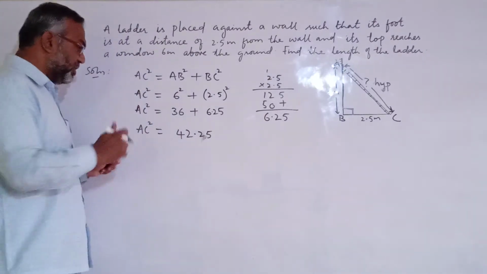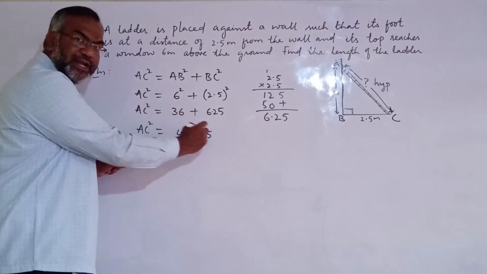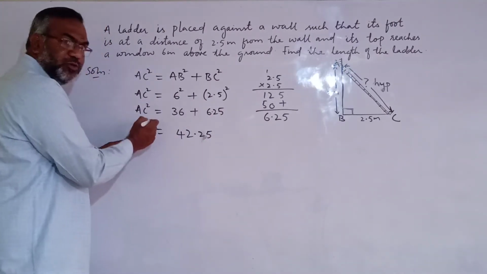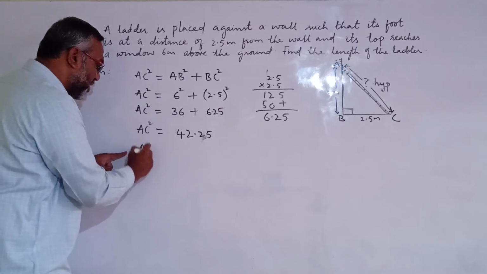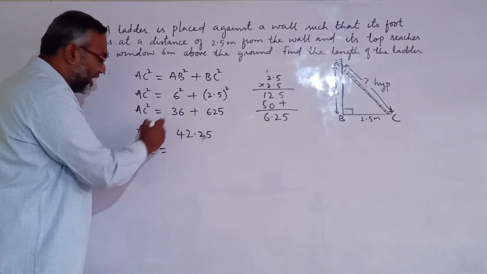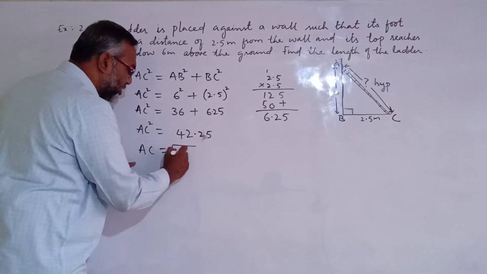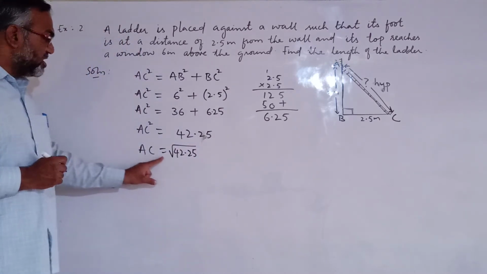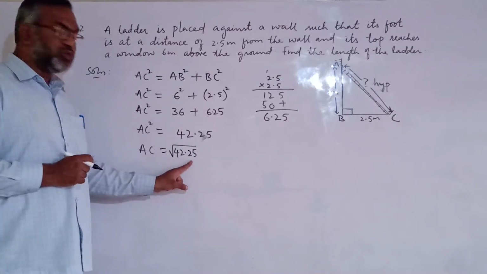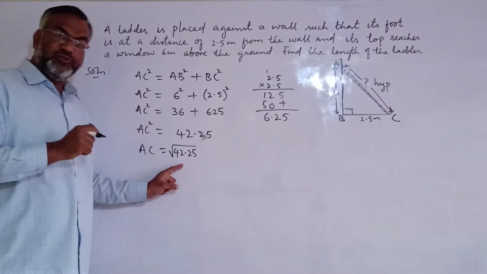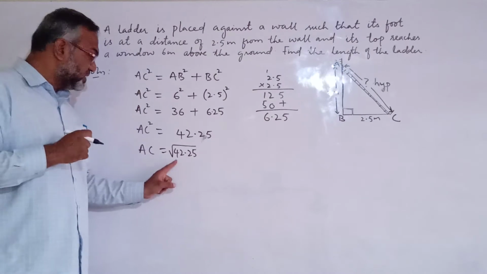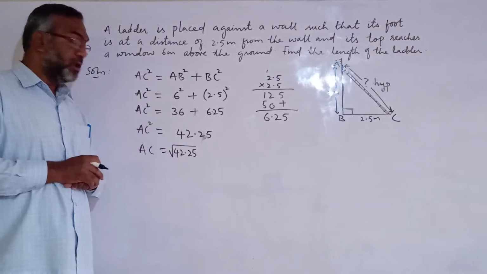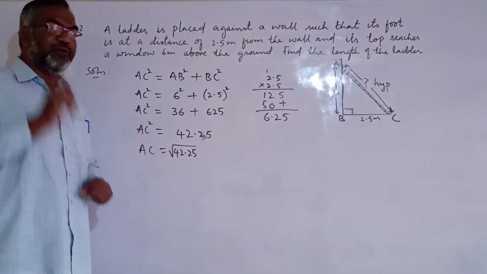We need the value. We all know taking square root on both sides. You can do that, or we directly write it. You know well that when we remove the square, the number on the other side will go under the root. This is a common practice. AC is equal to under root 42.25. It means now we have to find the square root of 42.25.